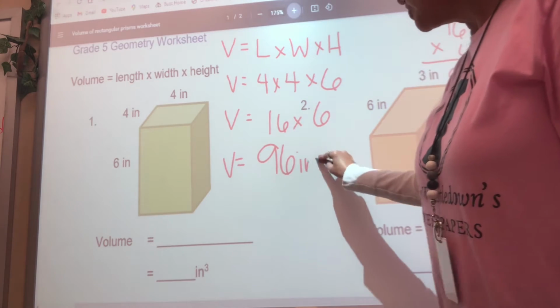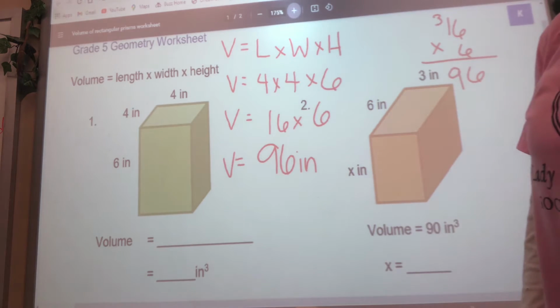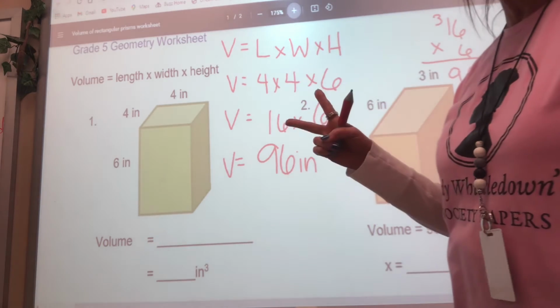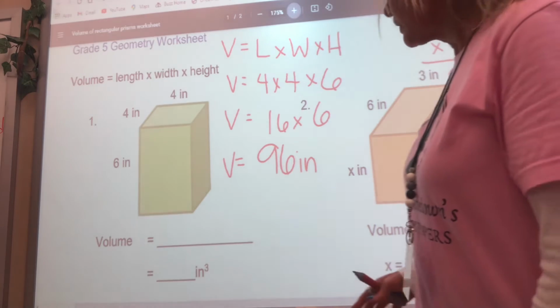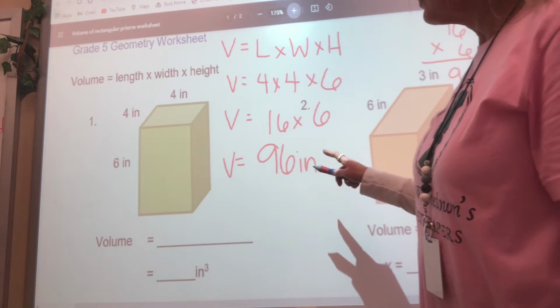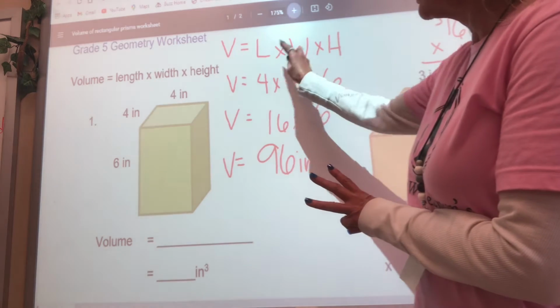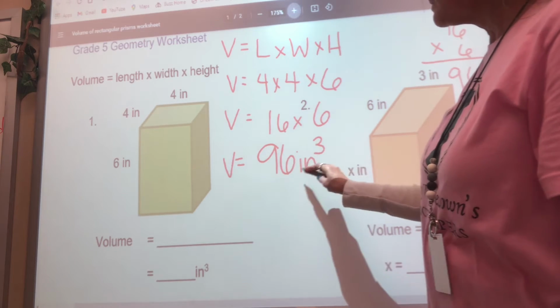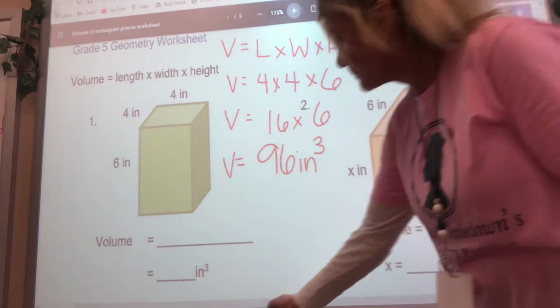It may even have just a 96 inches there. It may also have a 96 inches squared, but we know that belongs to area. Remember that we are dealing in volume, which is 3-dimensional, length, width, and height. So you're looking for the one that specifically is 96 inches cubed.